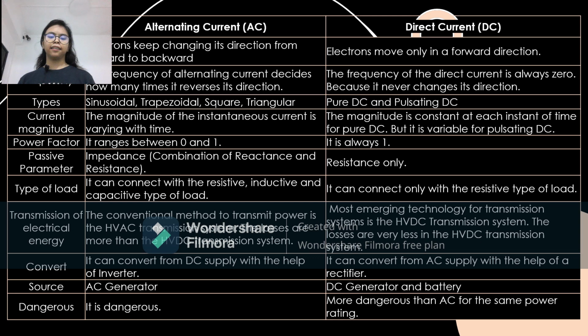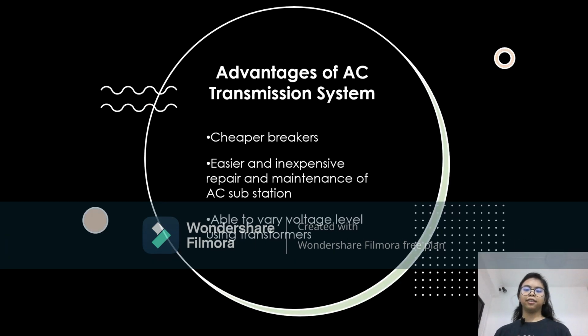We can get AC from an AC generator, while we can get DC from a DC generator as well, and from a battery or from cells, like solar power cells. Undisputedly, AC is dangerous, while with the same rating, DC is more dangerous. Advantages of AC transmission system.